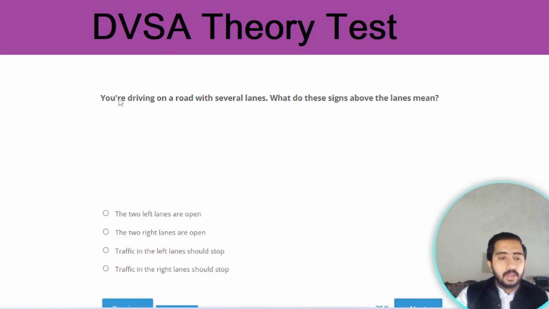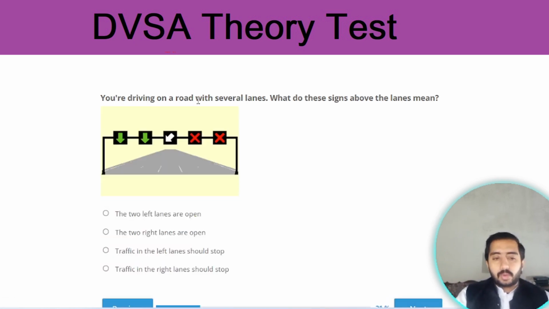Next question. You are driving on a road with several lanes. What do these signs above the lane mean? The image of these signs is given here, and we need to tell what the signs above these lanes mean. The correct answer is the two left lanes are open. Here, these two left lanes which are represented by a green signal are open. Option A is the correct one.